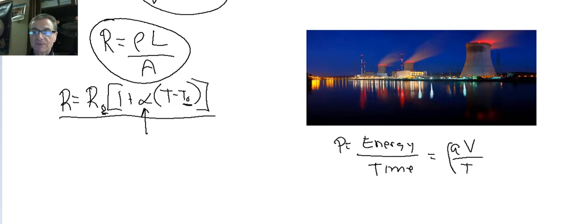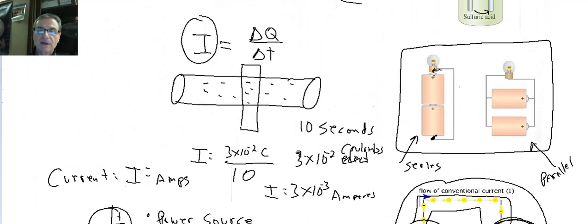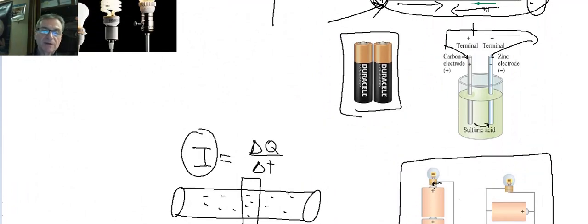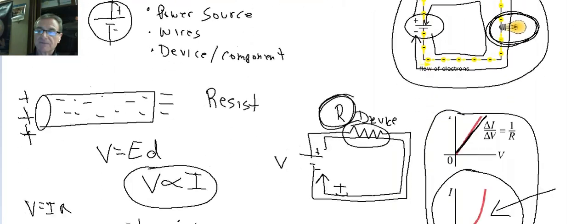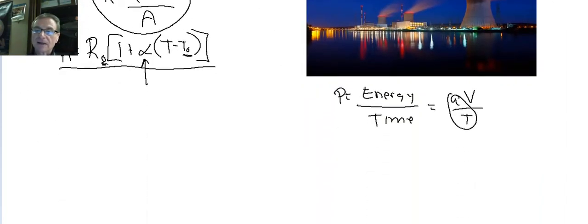Well, Q divided by T, we found way up here, is current. The change in charge divided by time is current. And so, Q divided by T is current, and so power is equal to I times V. The current running in a circuit times the voltage in that circuit.